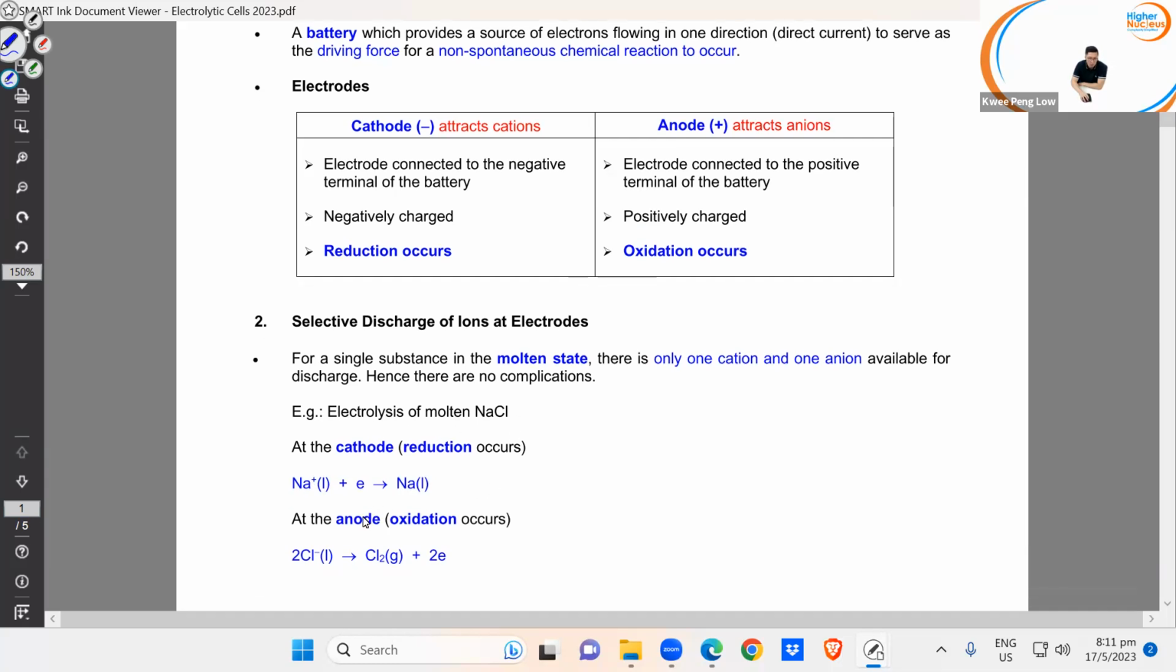Now, my anode will attract the anion, chloride. Anode is where oxidation occurs. So my chloride will get oxidized to form chlorine gas. So this is molten state. Pretty simple. There's only one cation, one anion, that's all. Okay, so that's part one.